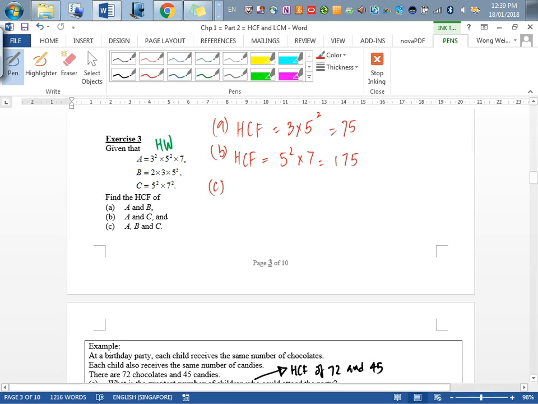Okay, part C. What is the HCF? 5 squared. That is the only common factor that we can find, isn't it? Okay, and then we need to evaluate this. This is 25. Okay? Who got everything correct? Raise your hand. Everything correct. All 3 correct. Okay, very good. You're on your way to getting an A for your exams.